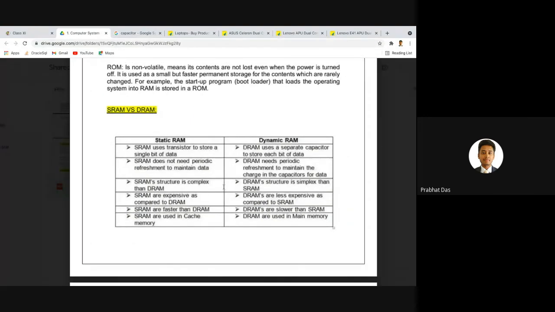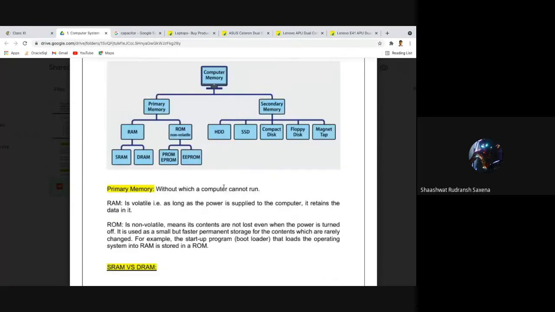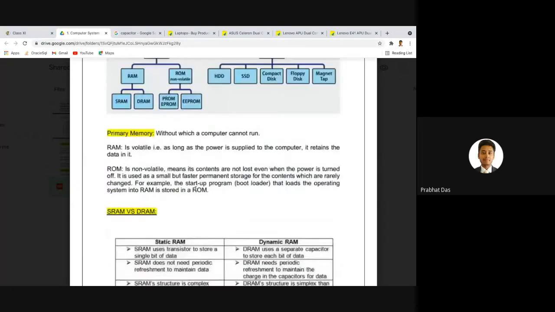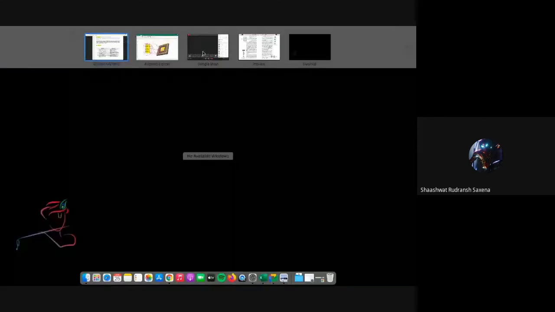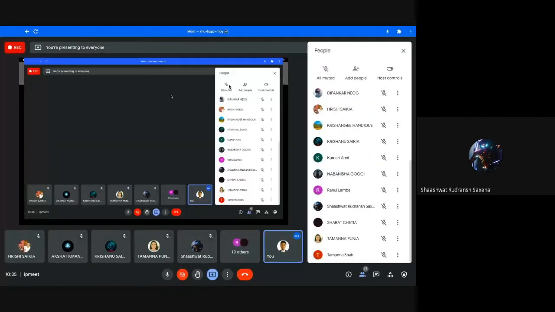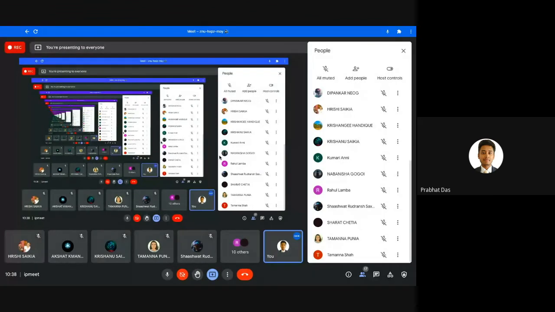Is the concept of static RAM and dynamic RAM clear? Sir, so the D in DDR is dynamic? No. The Ds in DDR stand for double data rate.